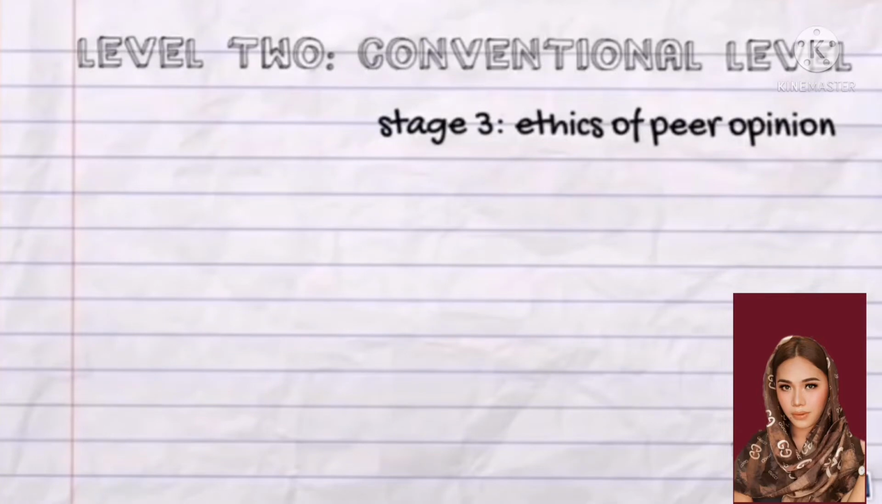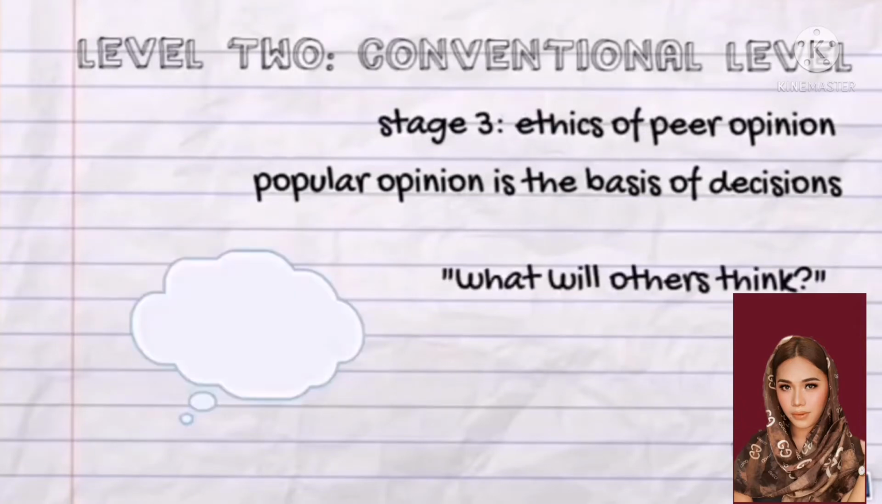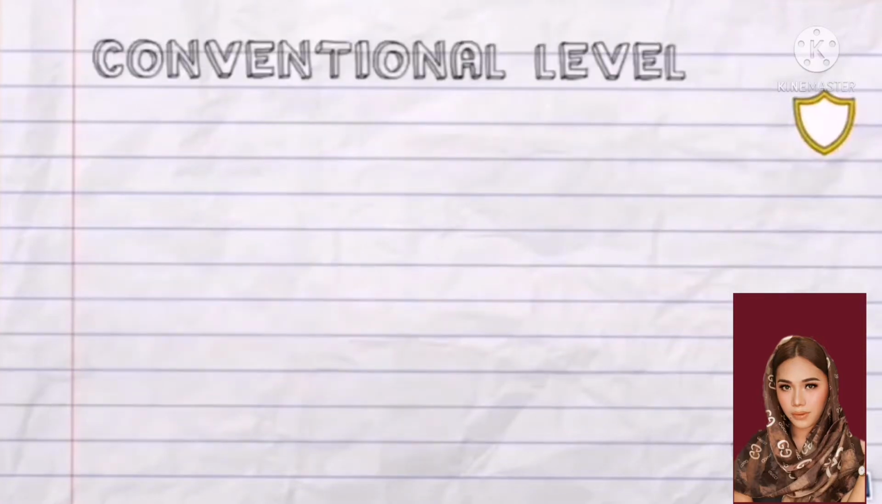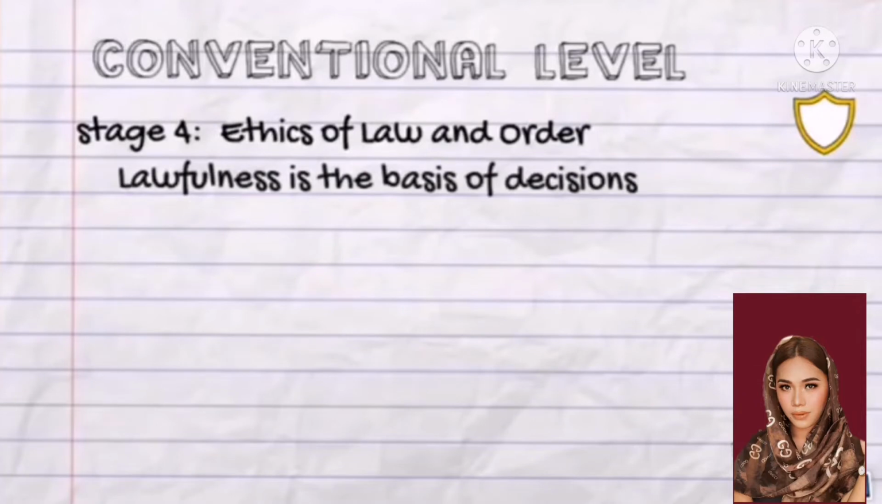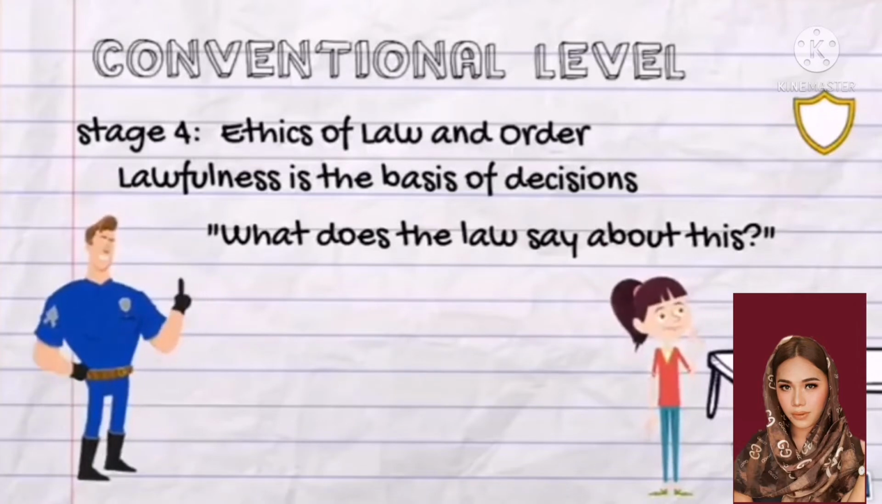Stage 3, ethics of peer opinion. Popular opinion is the basis of decision. For example, what will others think? Stage 4, ethics of law and order. Lawfulness is the basis of decision. For example, what does the law say about this?